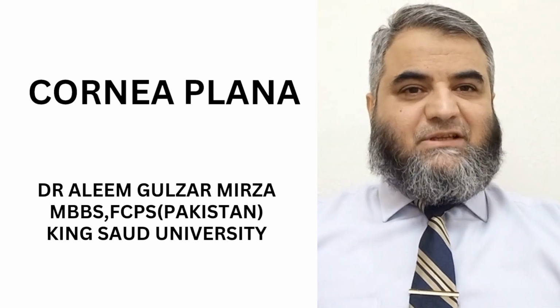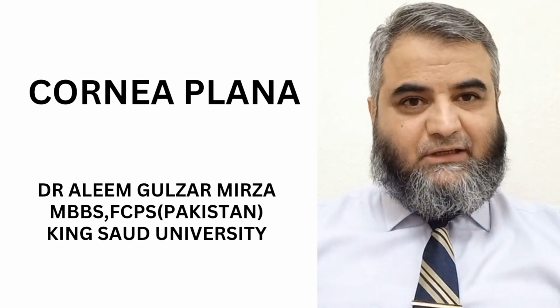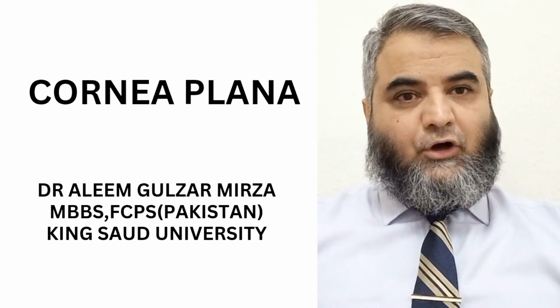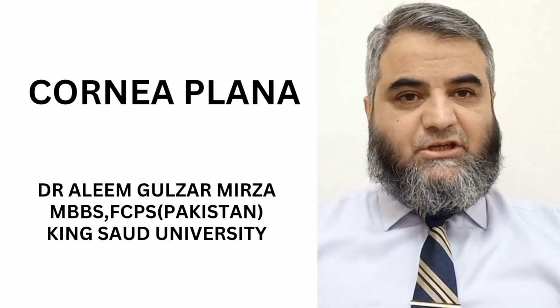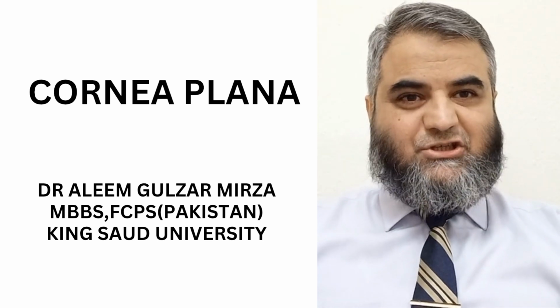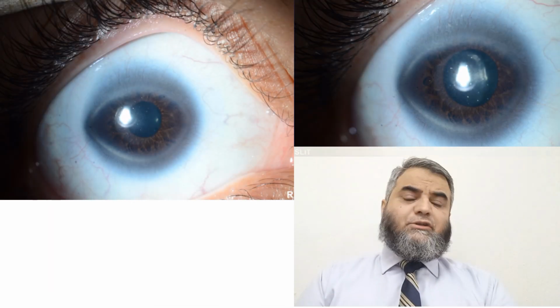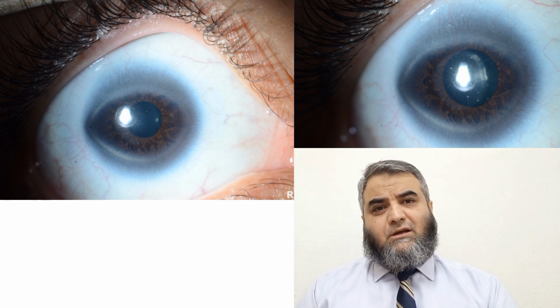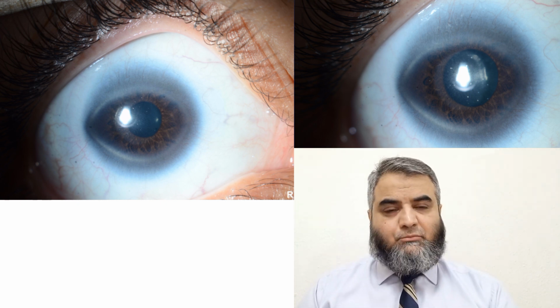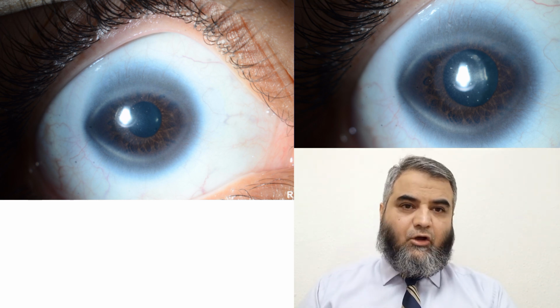Today my topic of discussion is a very interesting case which presented to my clinic, that is cornea plana. So today we will discuss its clinical features, possible complications and their management. Cornea plana is an inherited disease and it has two forms: autosomal dominant type 1 and autosomal recessive type 2. Type 2 is a severe form.